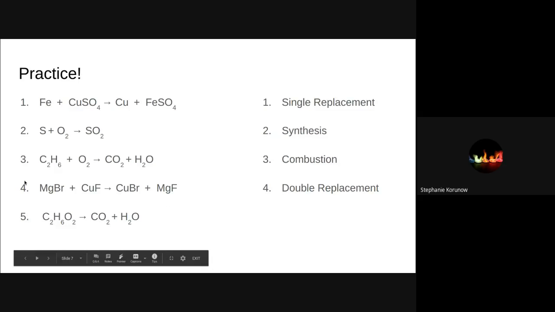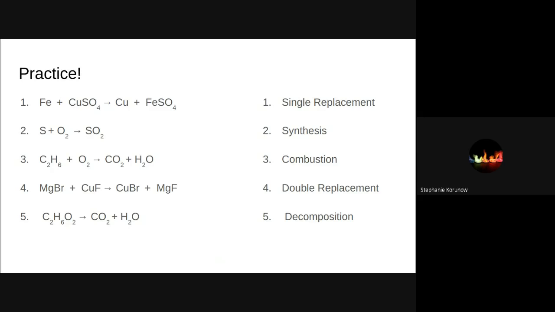Now, if we look at this last one, we're going to see that there's CO2 and H2O. So we might want to be like, ooh, this is combustion. But we have to look closer. At the beginning, it's not reacting with O2. It's just a compound by itself. And because it's not reacting with O2, this isn't a combustion reaction. If we look closely, we have one reactant, and it's broken down into smaller pieces. So if we have one reactant breaking down, that's going to be a decomposition reaction.